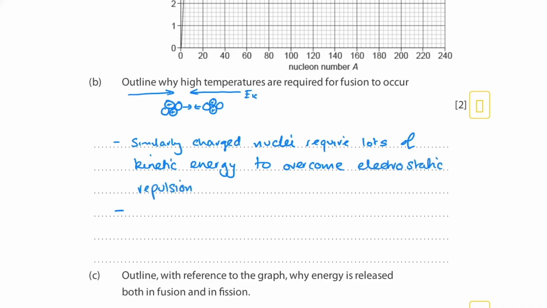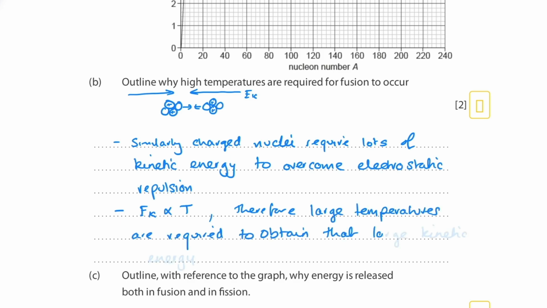The second mark is linking energy, kinetic energy, to temperature. Kinetic energy is proportional to temperature. Therefore, large temperatures are required to obtain that large kinetic energy. As you're working through past paper questions, it's quite common, and that's how you get those 2 marks.